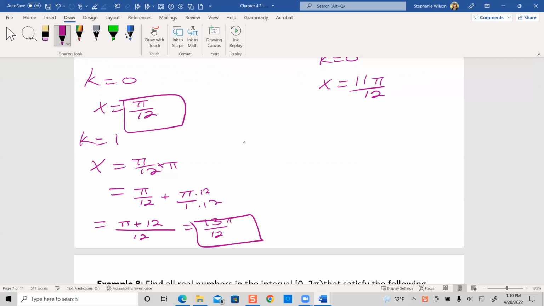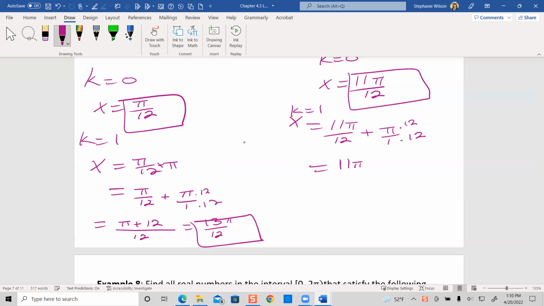So we've got these two values, and we got this value, and now let's find the other one. So when I plug in k equals 1 over here, I get 11 pi 12s plus pi, and we'll do it the same way. And now we get like 23 pi 12s. So we know our values, and you just keep going on. It just depends on how many values they would like to have answers for.